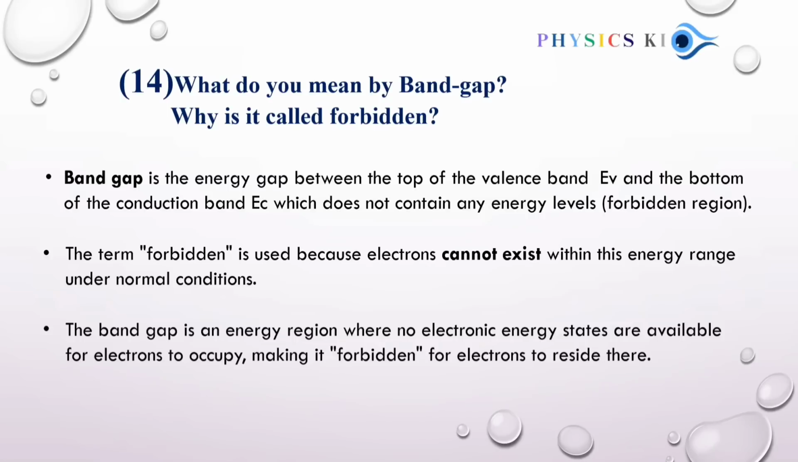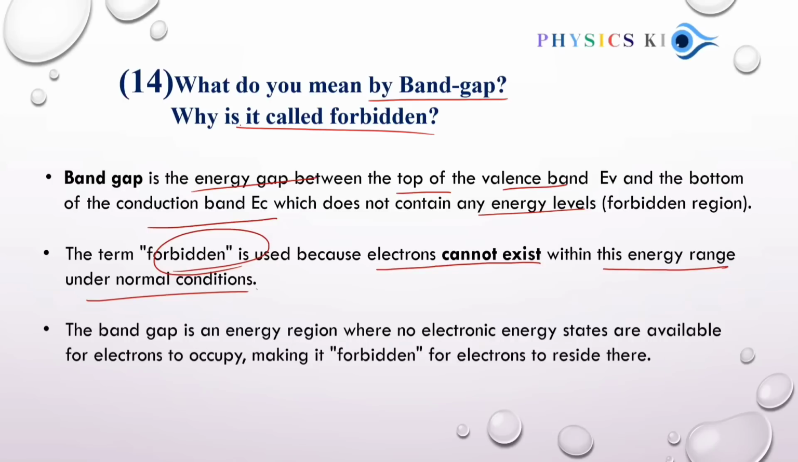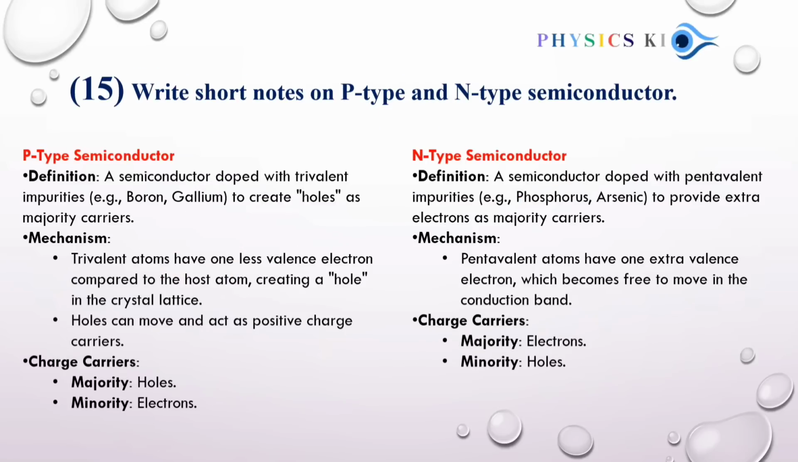Our next question is similar: what do you mean by band gap and why is it called forbidden? The gap between the top of the valence band and the bottom of the conduction band is the band gap. Why is it forbidden? Forbidden means electrons cannot exist within this energy range under normal conditions. Suppose this is E_C and this is E_V. Between these there is no energy level, electrons cannot exist. That's why it is called forbidden. Got the idea?